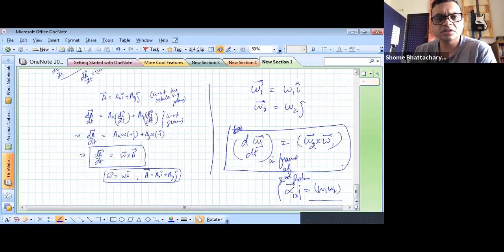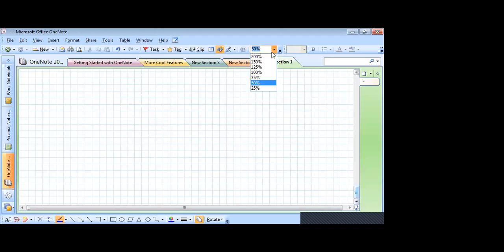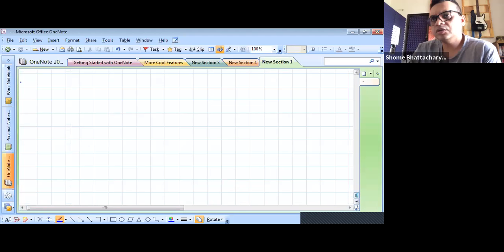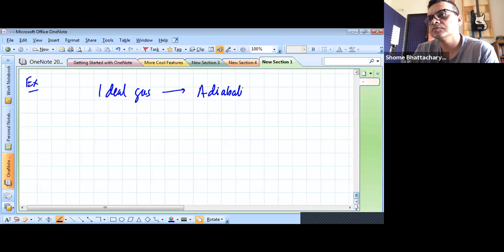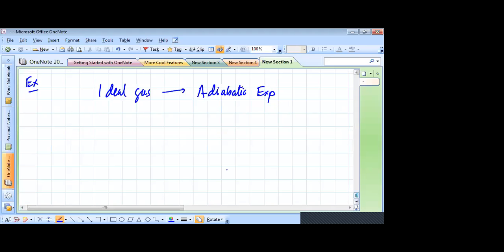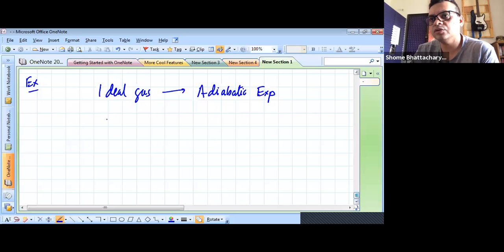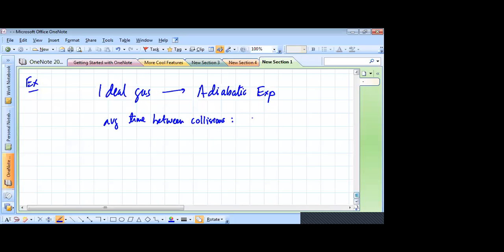Consider an ideal gas. This one you wanted discussion of? Yes, sir. Okay, so let's look at this example. It says that you have an ideal gas which is confined in an isolated closed chamber and the gas undergoes an adiabatic expansion. So the ideal gas undergoes an adiabatic expansion. The average time of collision between molecules increases. Okay, so the average time between collisions, that increases.